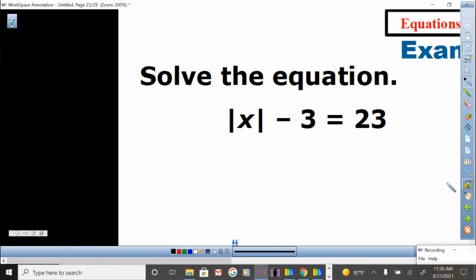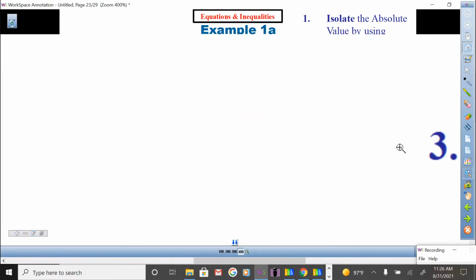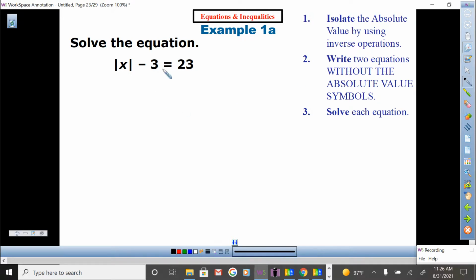So, first thing I do, let me zoom out, line down the equal sign. Since I can't simplify anything on the left or the right, I go with the first step. Isolate the absolute value. That means leave the absolute value by itself. By using what? Inverse operations.